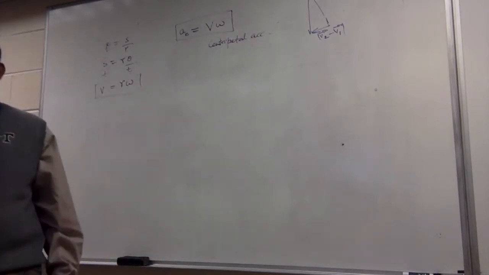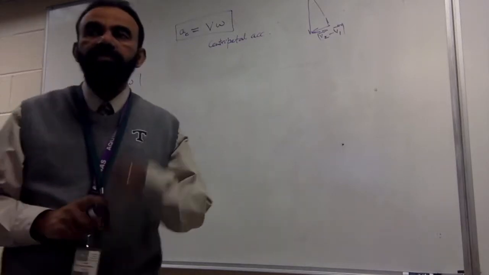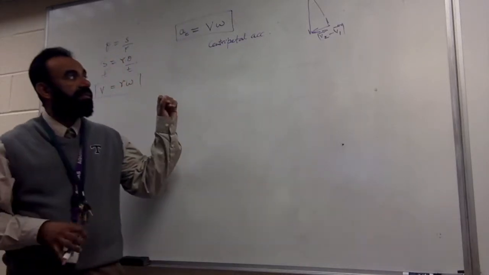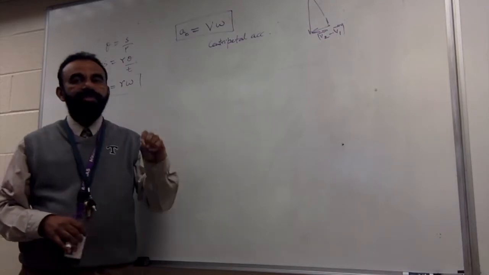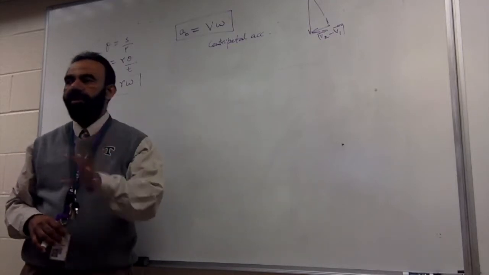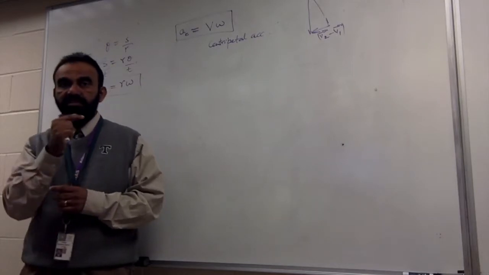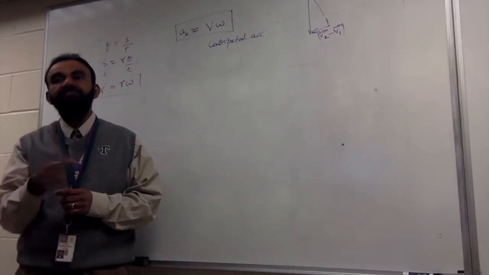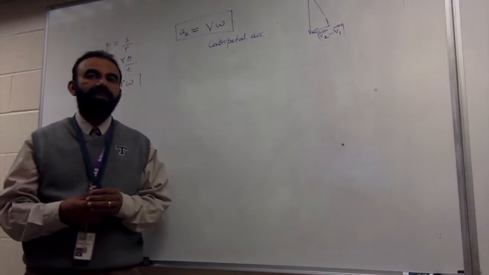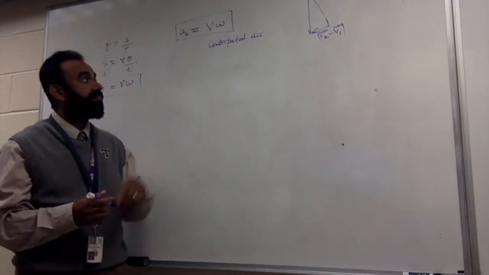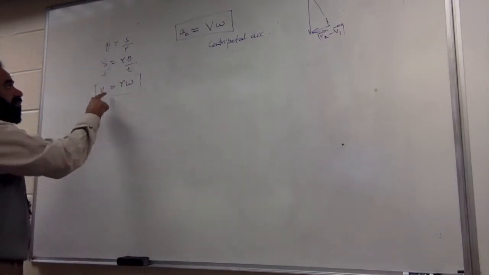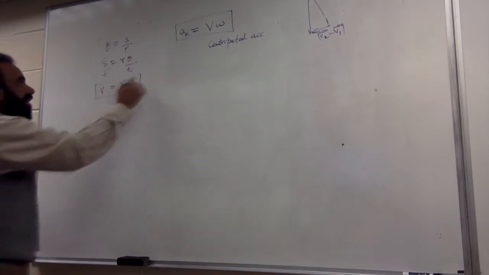And what is centripetal acceleration? It is the acceleration that is needed for an object to go in a circular path. Okay? That is the acceleration that is needed for an object to move in a circular path. We need that acceleration.